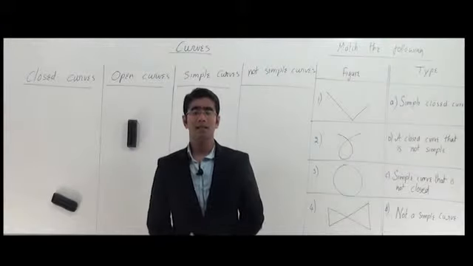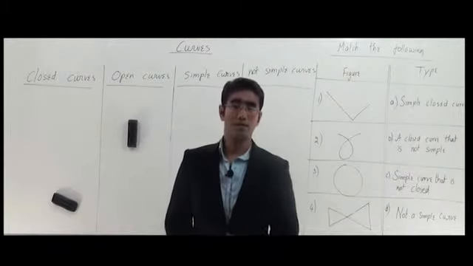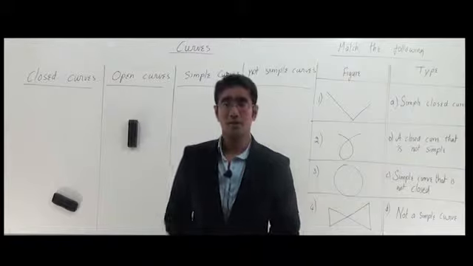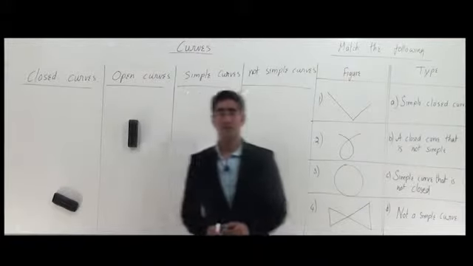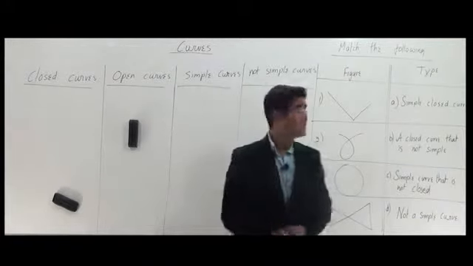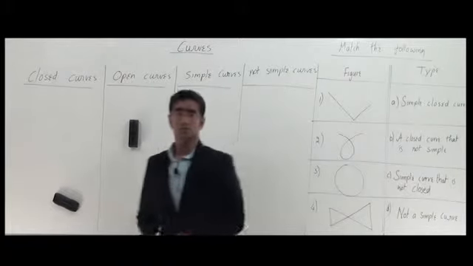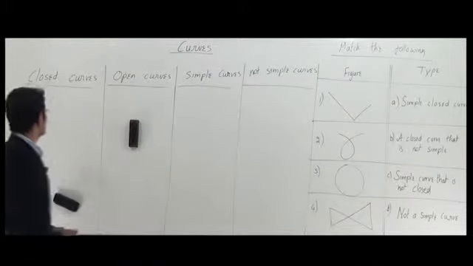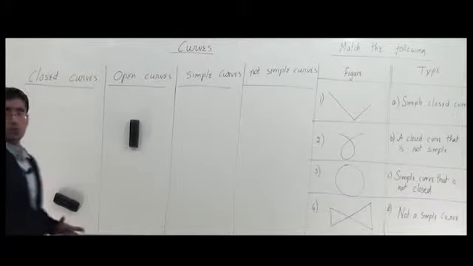Hey guys, let's talk about corollaries now, how to understand what exactly corollaries are. Before we can start, let's talk about curves, what exactly curves are and types of curves, and try to solve this small table, alright? Look at this. Let's say closed curves. What exactly are closed curves?